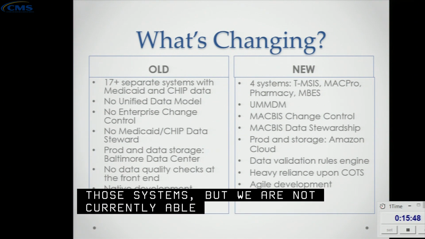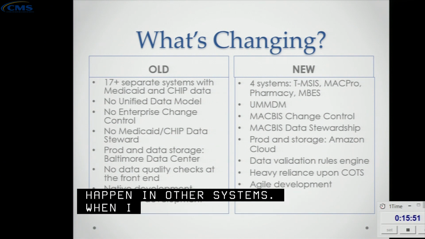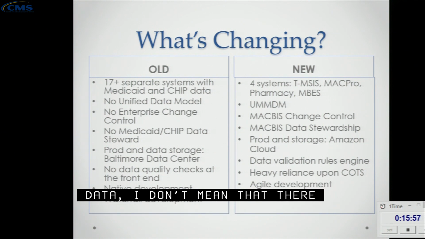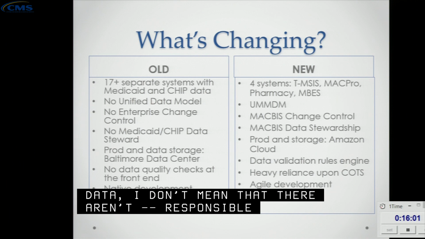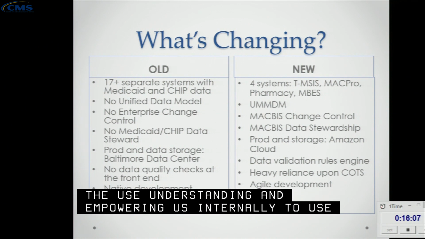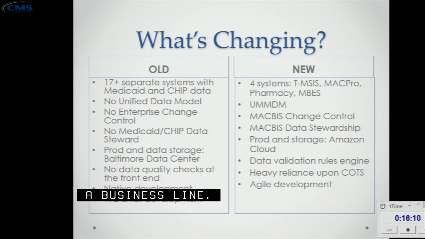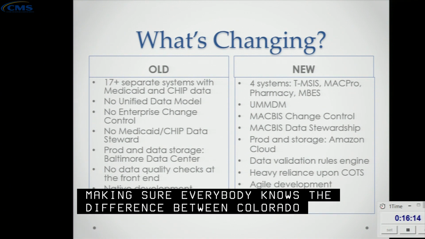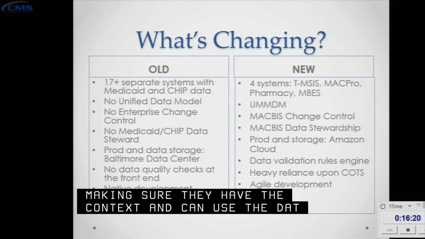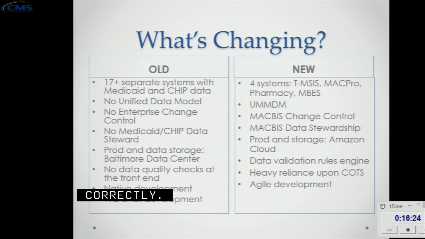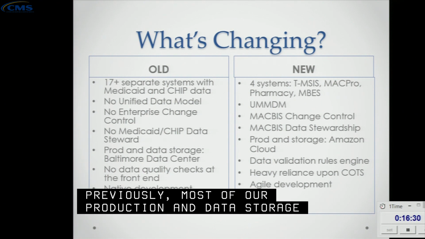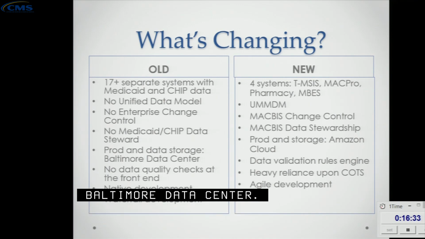When I say no Medicaid or CHIP data steward, I don't mean necessarily that there aren't entities that are responsible, of course, for the data within CMS. What I mean is looking across the use of Medicaid and CHIP data and understanding and empowering us internally to use that data effectively is itself a business line. Making sure that everybody knows the difference between Colorado and Texas is really important. Making sure they have that context so they can interpret the data correctly. We need to support that, and externally for external data use as well. Right now, or previously, in the old world, most of our production and data storage for those 17 systems was in the Baltimore data center. Hopefully most of you are aware of CMS's migration to virtual data centers for most of our systems in the past year.